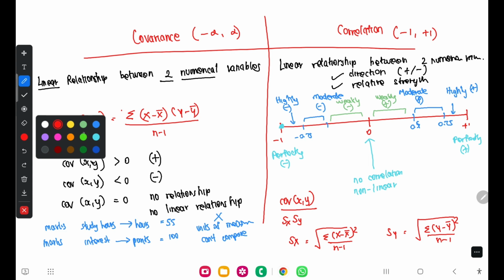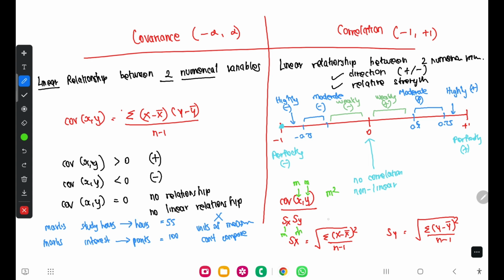Now I was telling about the units of measurement, right? So over here, let's say x is measured in meters, y is also measured in meters. So the numerator is in meter square, right? Now at the bottom, the denominator, x is measured in meters, y is measured in meters. So again in the denominator we have meter square. So in correlation this gets cancelled off, and that's why we say correlation is not affected by units of measurement, and therefore we can compare.